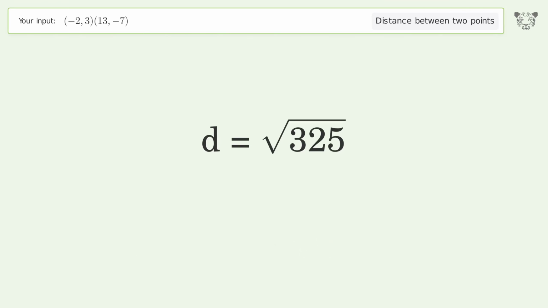And so the distance between the 2 points is the square root of 325 or 18.028.